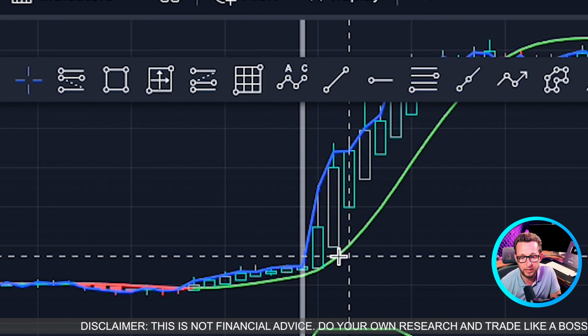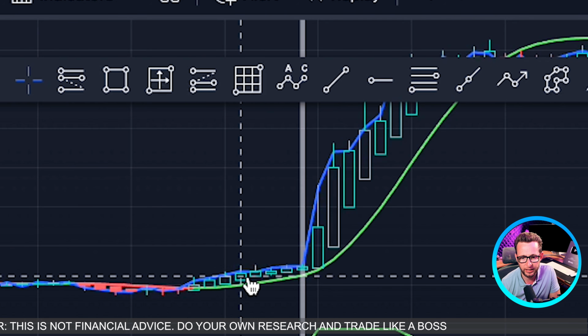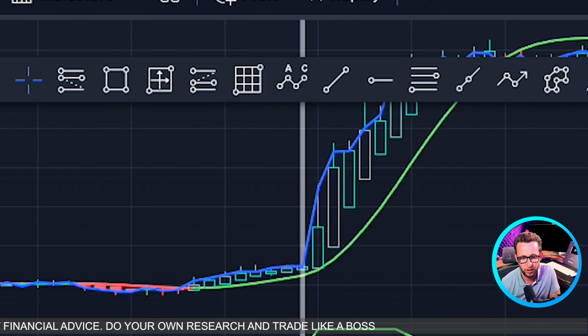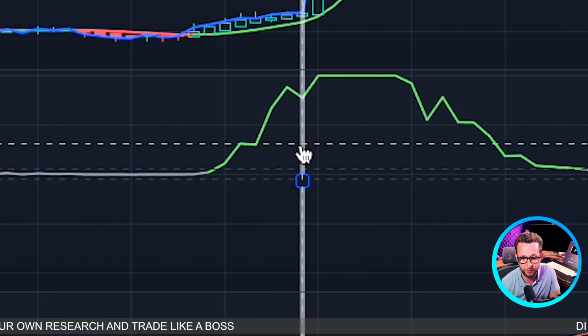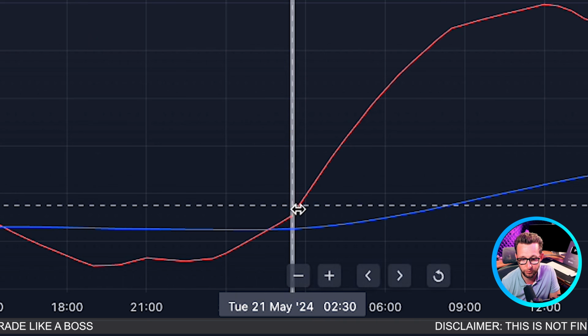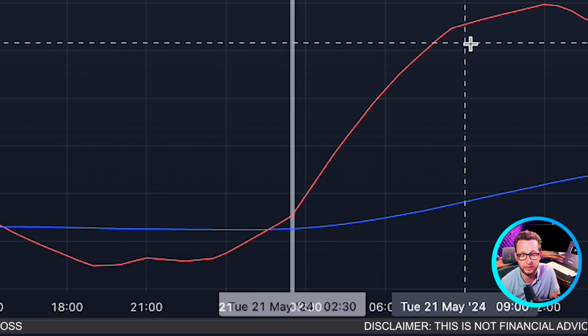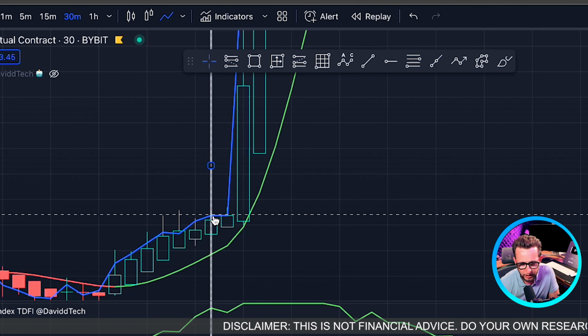We have our T3 in green and price is above it. We have the Heikin Ashi candles in green as well. The TDFI is in green, so that's confirming volume. We have our volatility indicator in red over blue, which means that we have confirmed our entry. Okay, so our entry is just here.